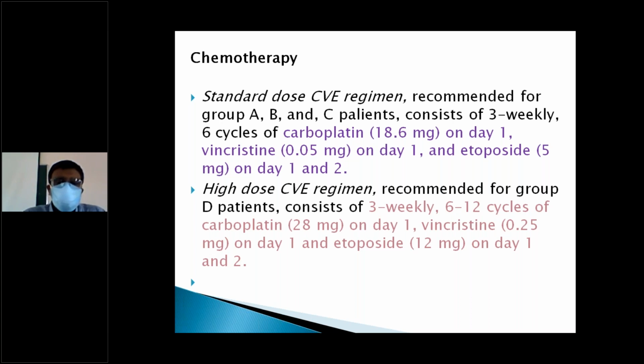High dose CVE, the carboplatin, vincristine, etoposide regimen, is recommended for group D patients. It consists of 3 weekly, 6 to 12 cycles. Depending on the regression of the tumor, you should extend for 6 to 12 cycles. The standard dose is 3 weekly for 6 cycles, whereas high dose is 3 weekly for 6 to 12 cycles, and the dosage is also increased.